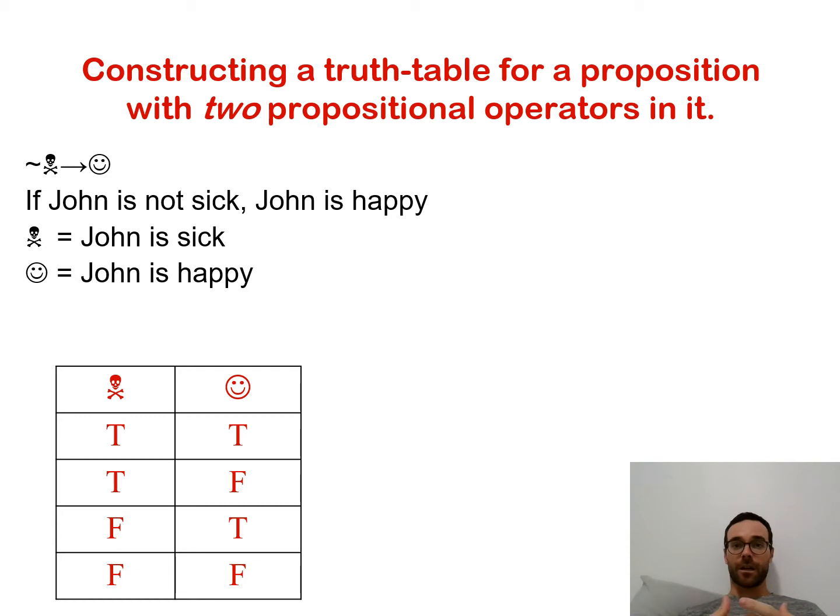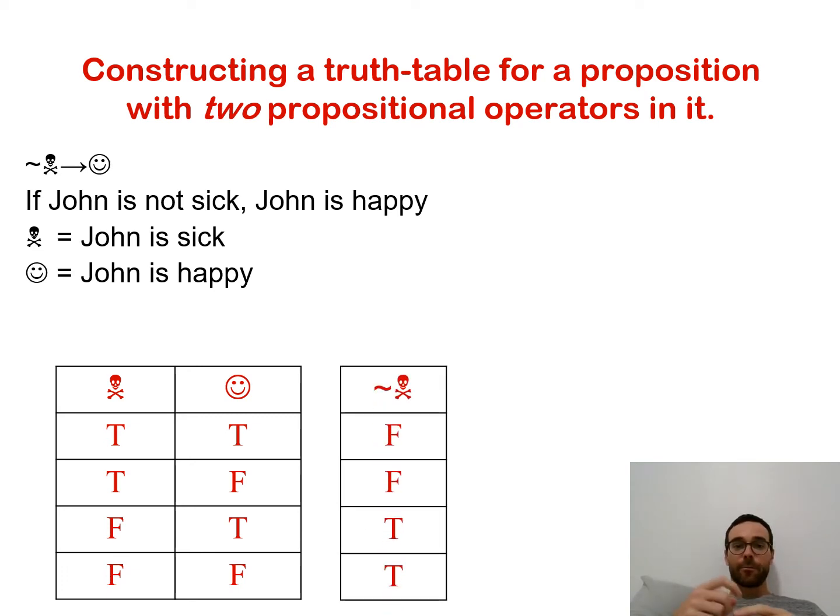And remember, reference columns are always going to be set up in the same way all the time. When we have two simple propositions, that means we know we're going to have 4 rows because there will be 4 combinations or 4 different states of affairs that can exist between these two simple propositions. One in which both propositions are true, one in which skull and crossbones is true and smiley face is false, one in which skull and crossbones is false and smiley face is true, and then one in which both skull and crossbones and smiley face are false.